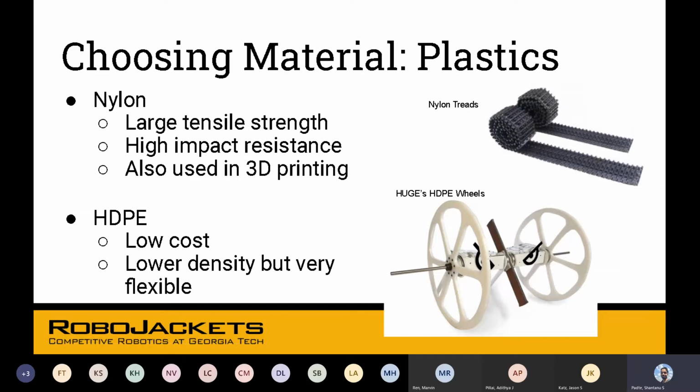Nylon. Yes, nylon tends to be flexible. I'm forgetting another flexible material that I've used in the past. Nylon has a large tensile strength and high impact resistance. HDPE, I don't think we have this in our lab itself, but in the neighboring lab where all the big machines are, that's where we use HDPE. It's also a generally cheaper plastic to use.